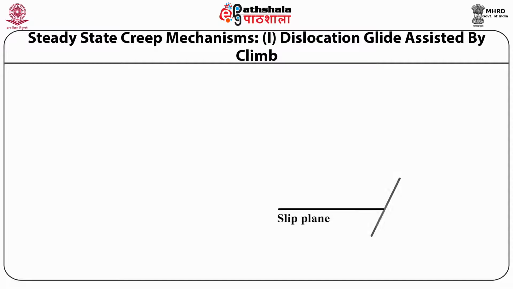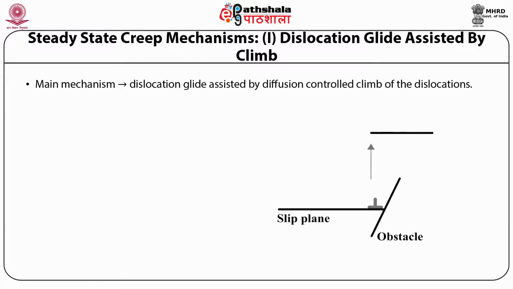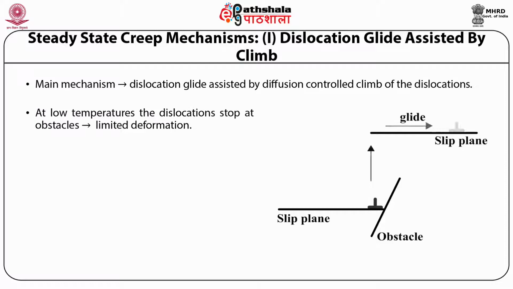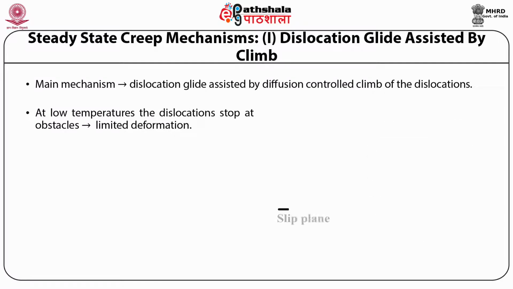Steady state creep mechanisms. So first we will discuss the dislocation glide assisted by climb. The main mechanism of the steady state creep at high temperatures is the dislocation glide assisted by diffusion controlled climb of the dislocations. At low temperatures also, the deformation occurs by the dislocation glide.